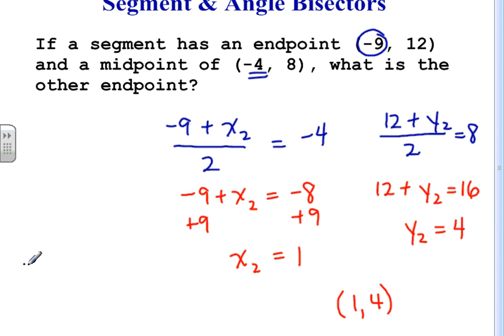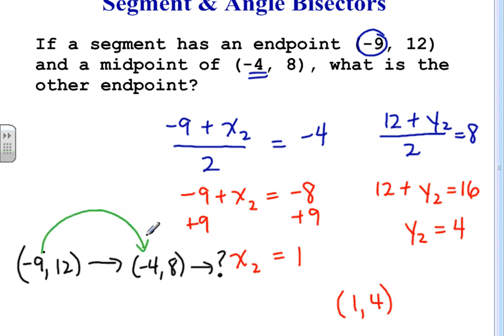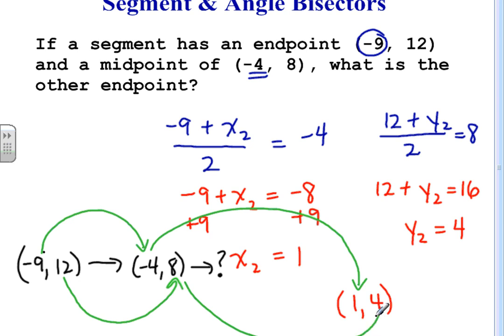And there's another way to think about this. You have (negative 9, 12), that's what you started with. And the midpoint is (negative 4, 8). And then you're continuing on and looking for a value. From negative 9 to negative 4, the value went up 5. So go up 5 again, and you get to 1. From 12 to 8, you went down 4. So go down 4 again, and you get to 4. So that pattern will always hold true when you're dealing with midpoints.